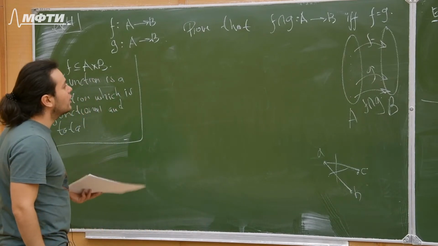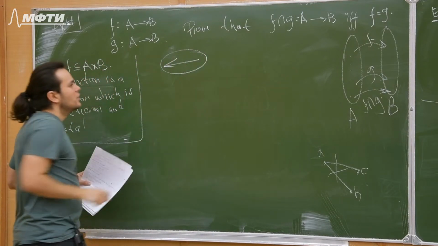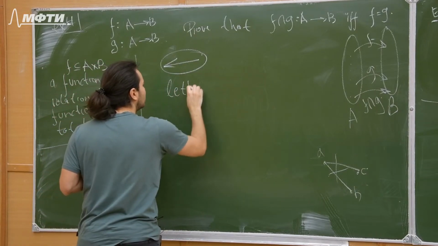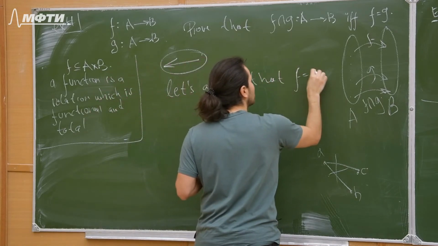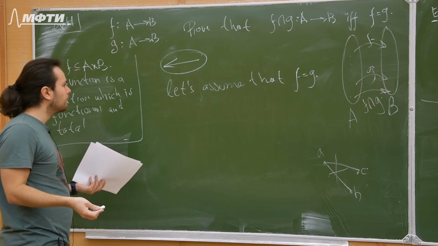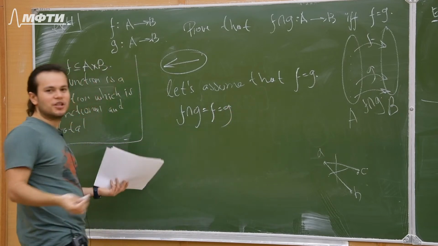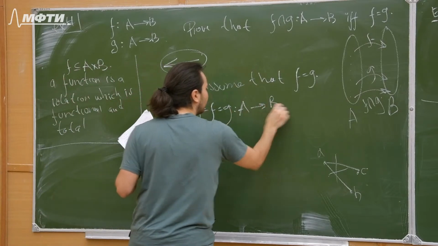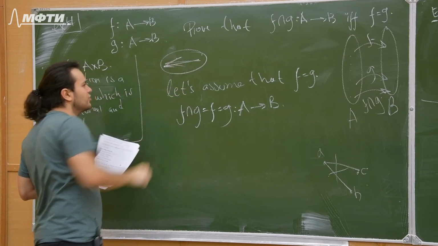So we have to prove here two directions, since we have if and only if. So let's prove this direction. Let's assume that f is equal to g. If f is equal to g, then the intersection of f and g is going to be f or g, the same. And we know that f is a function from A to B. So that's it. In this direction it is very easy.